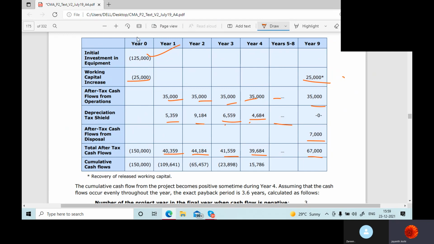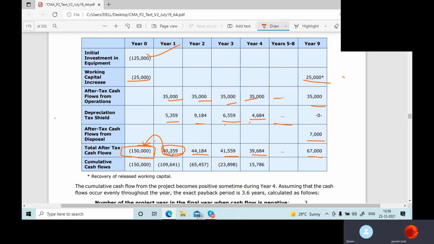Your investment happens to be 1 lakh 50. This is what you should recover. So first you take this and subtract this from this. Tell me what is the difference? 1 lakh 50 minus 40,359 is 1,09,641. Just tell me the amount.